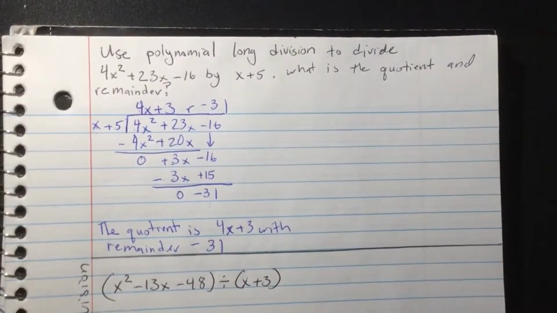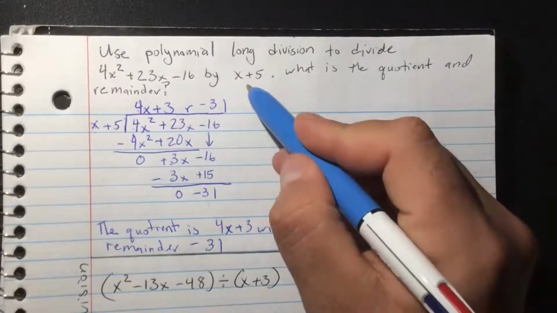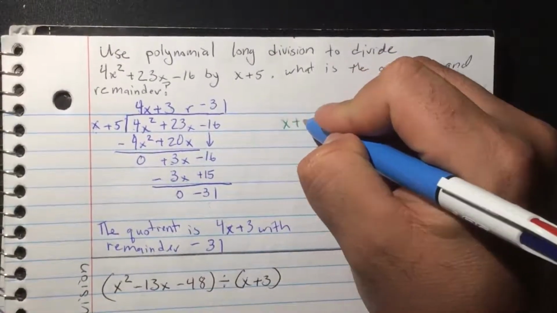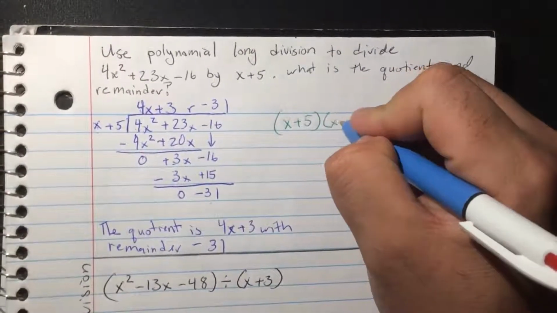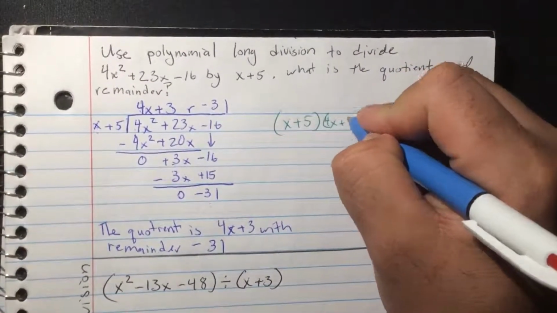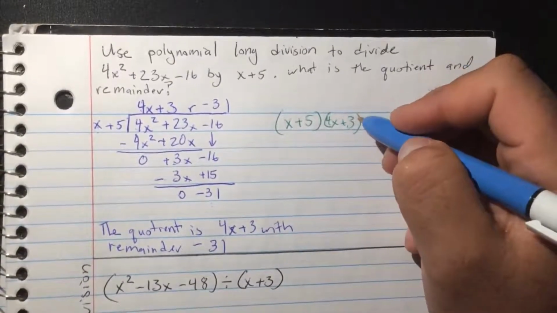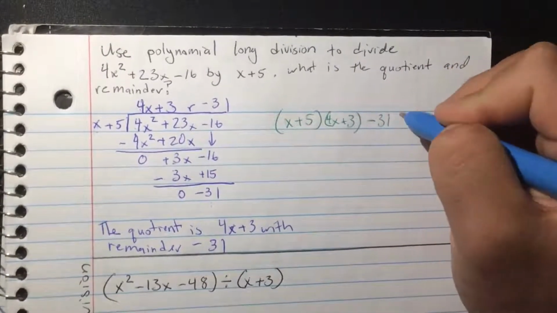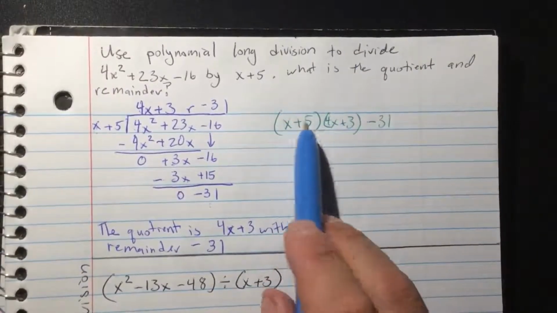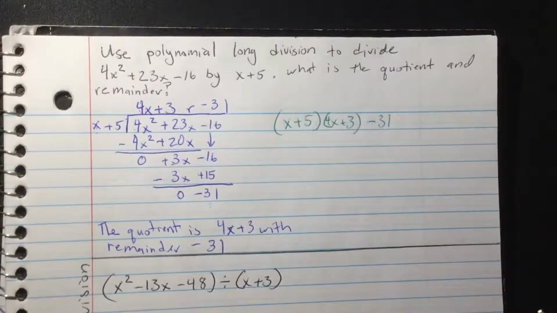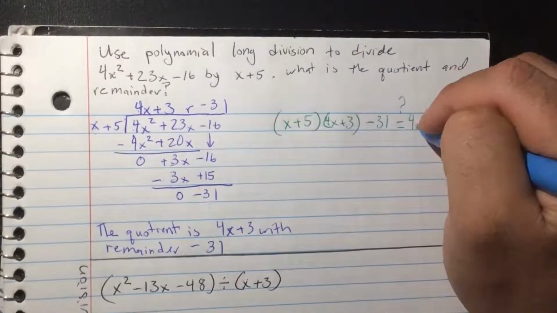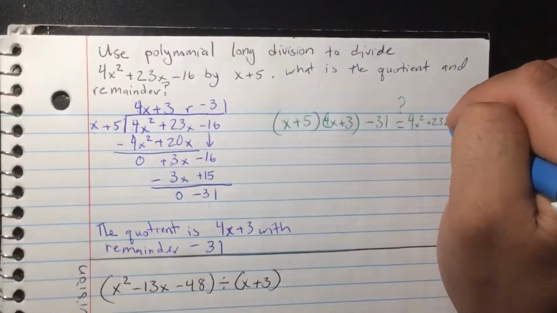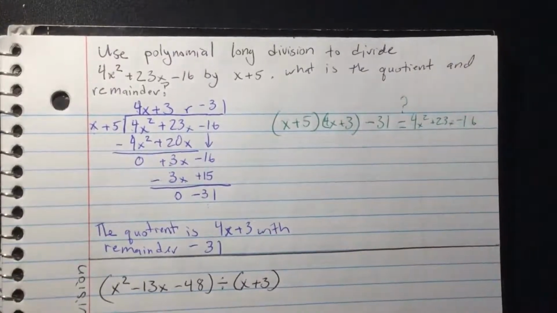Now we're going to go ahead and check our work, because we have to make sure this works, right? So we have our first factor, which was our x plus 5. And then we have our next one, which was 4x plus 3. But then we also have our remainder, which was minus 31. So we're going to do this work here and subtract the remainder 31 to see if this does indeed equal 4x squared plus 23x minus 16. So that's what we're going to see.